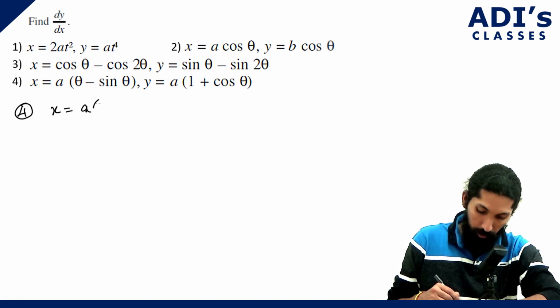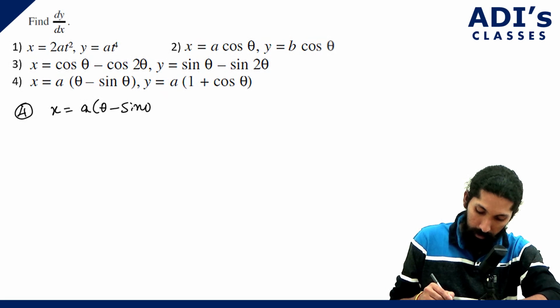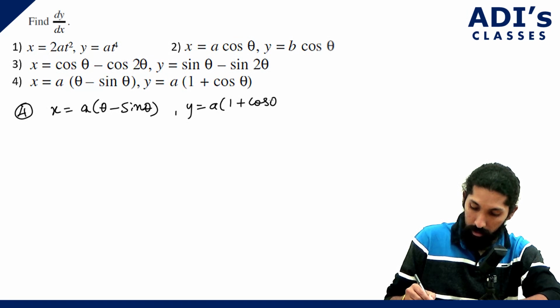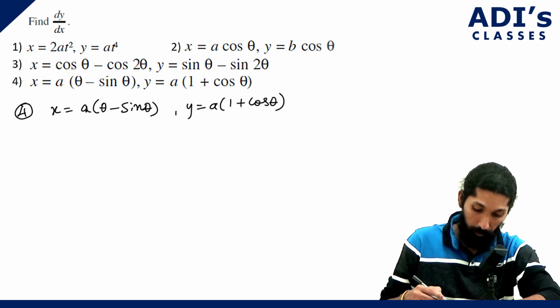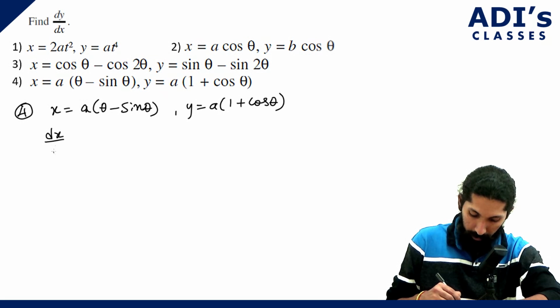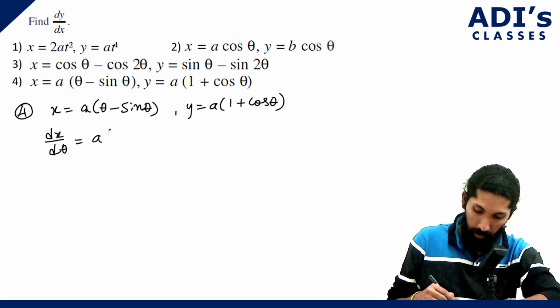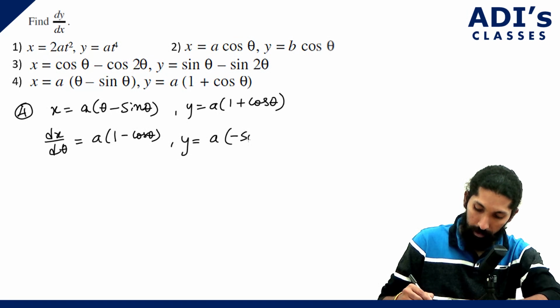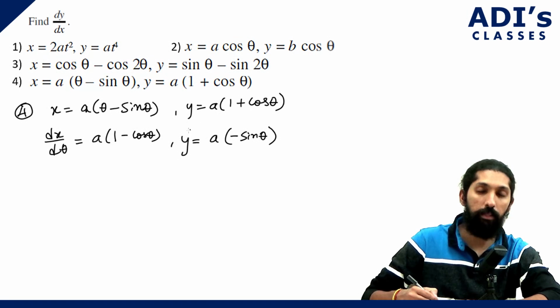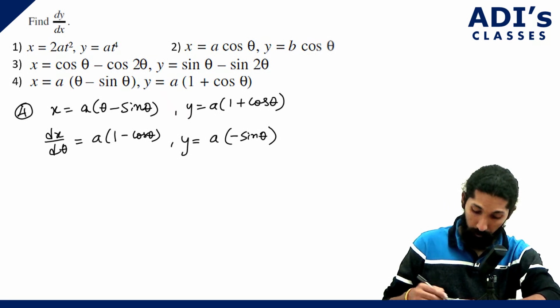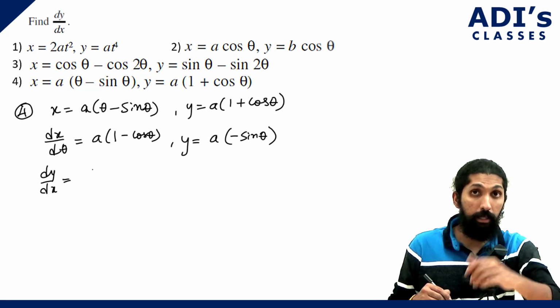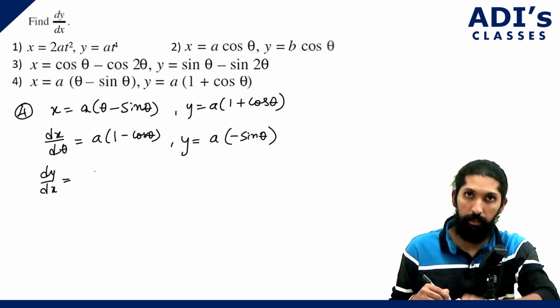X is equal to a into theta minus sin theta. Y is equal to a into 1 plus cos theta, right? Differentiate: dx by d theta is a into 1 minus cos theta. dy by d theta will be a into minus sin theta, correct? Again, dy by dx will be dy by d theta divided by dx by d theta, right?